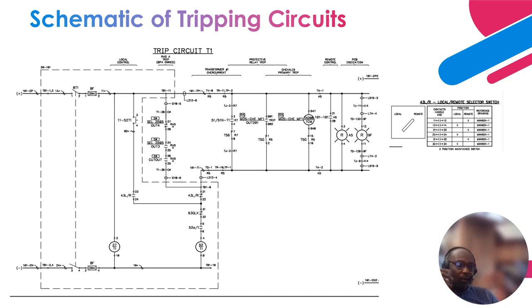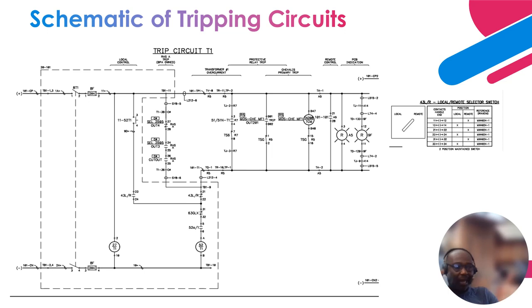Okay, so now let's pivot to the tripping circuit. Like I indicated on the earlier slides, high voltage circuit breakers that operate at voltages of 115 kV and above have one closing circuit and two tripping circuits, tripping circuit one and tripping circuit two. So you see that the circuit breaker has two trip coils, right? The reason it is utilized is basically for redundancy and reliability.